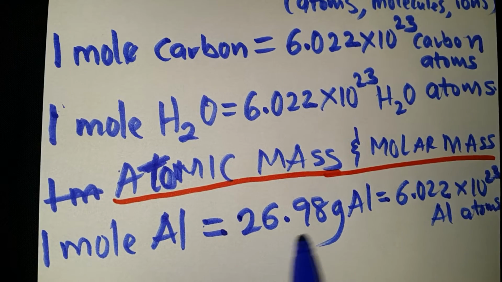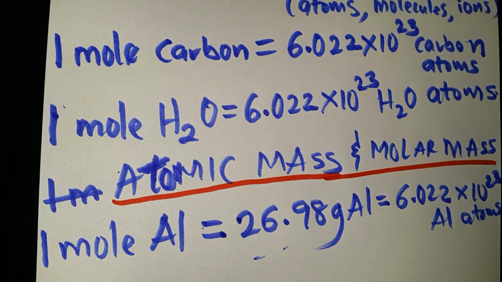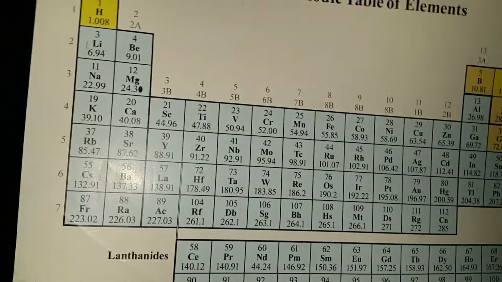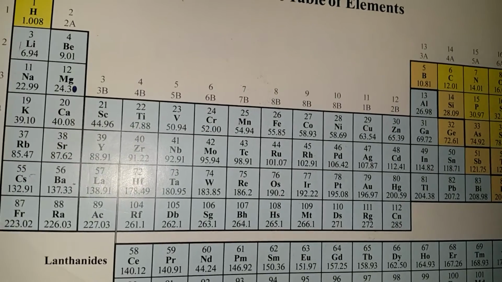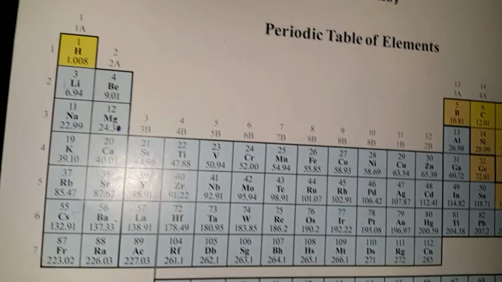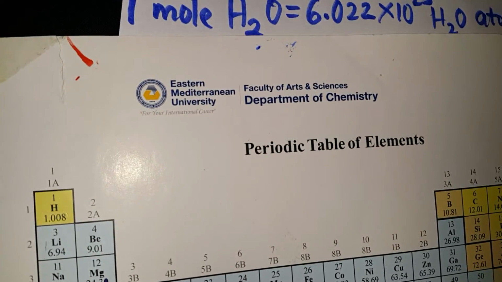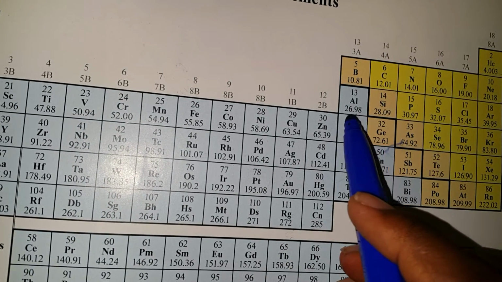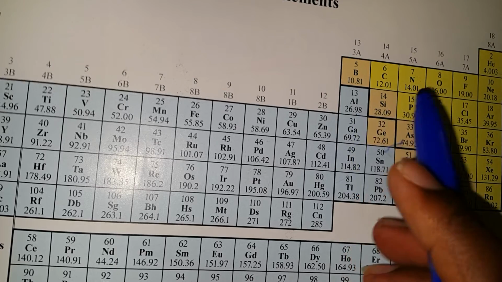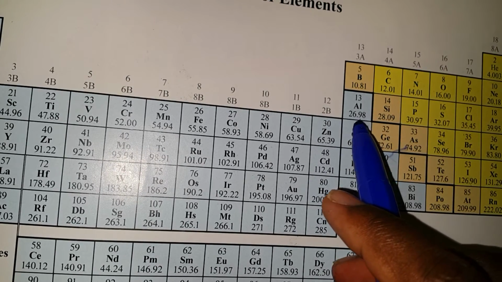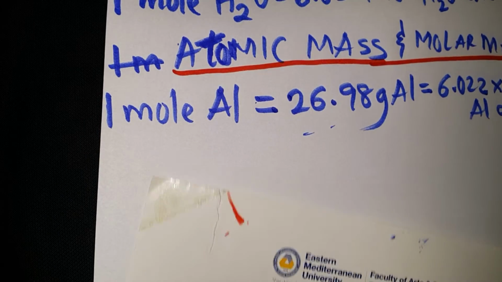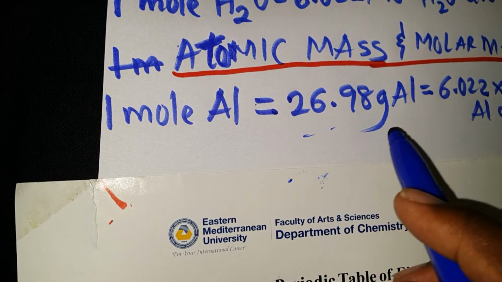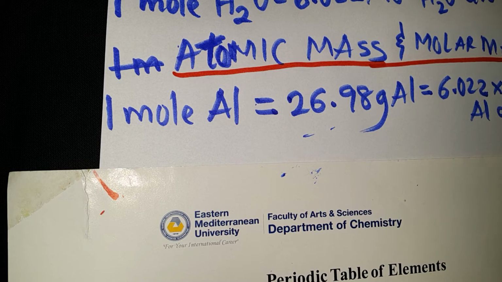Where did I get this from? I got this from the table. Let's bring out our table. This is the table we'll be using in our tutorials. So aluminium, let's check, where's Al? This Al. So we have 26.98 grams, because that's our atomic mass. So that's what we have here.